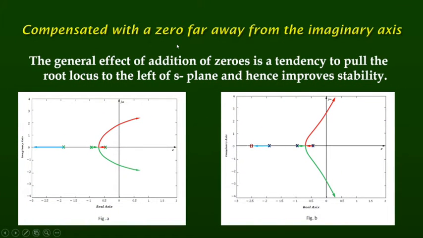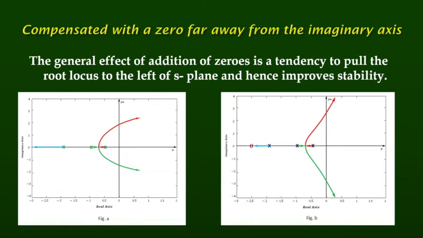Compensated with a zero far away from the imaginary axis. Now let us consider a three-pole system. The given system G(s) is stable for small values of k, but for large values of k, the system drifts into unstable. That means the root locus crosses the imaginary axis. Now let us see the change in the shape of the root locus for an addition of a zero.